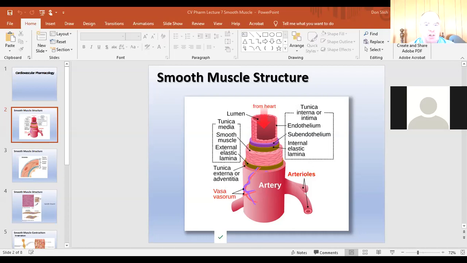So your smooth muscle cells are kind of spindle shaped. If you look at them here, and they're arranged in a circular fashion around the vessel because it's the diameter that matters. The length of it is not important. So you don't want to contract those and decrease the length of the artery. That doesn't help us at all.